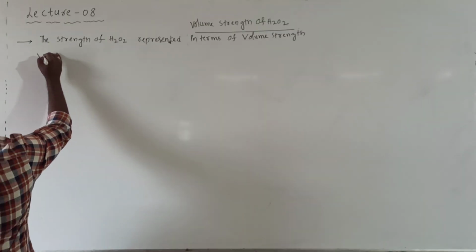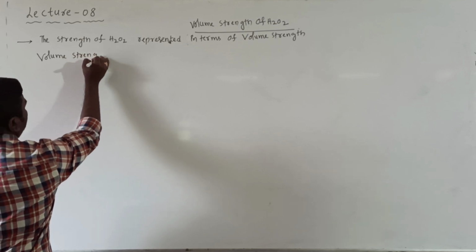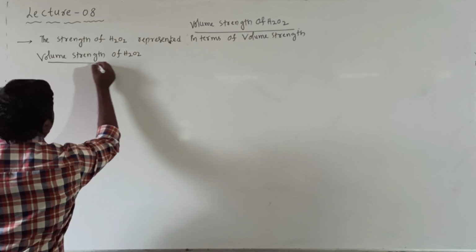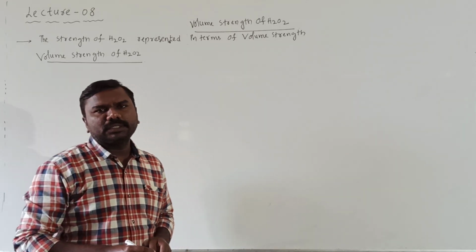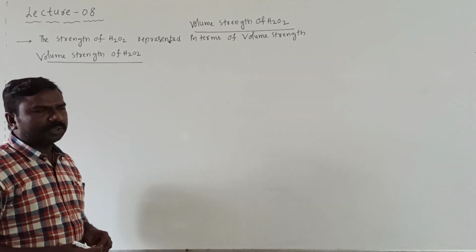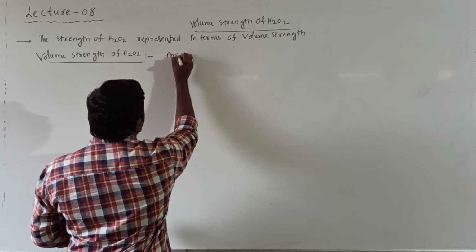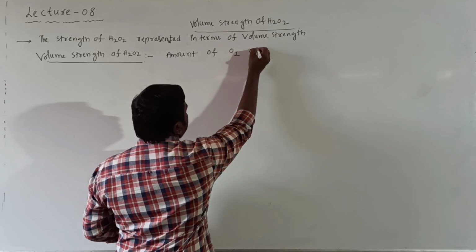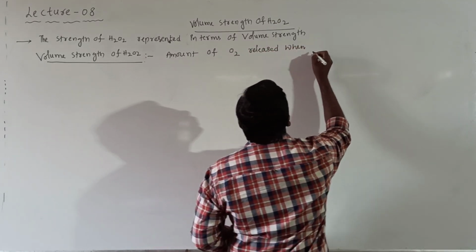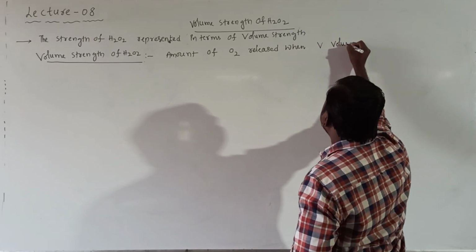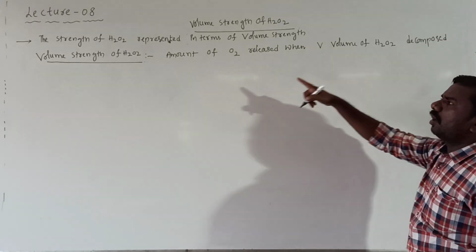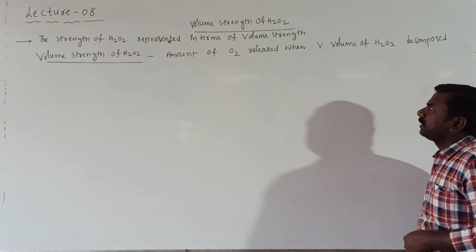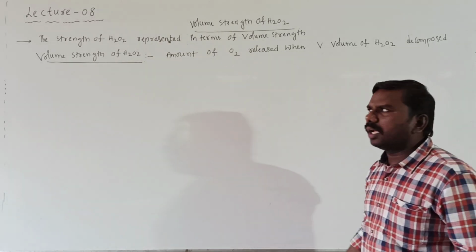Now the volume strength definition. H2O2 on decomposition gives H2O and O2. The amount of oxygen released when V volume of H2O2 is decomposed is called volume strength. The amount of O2 released by V volume of H2O2 is called which one?